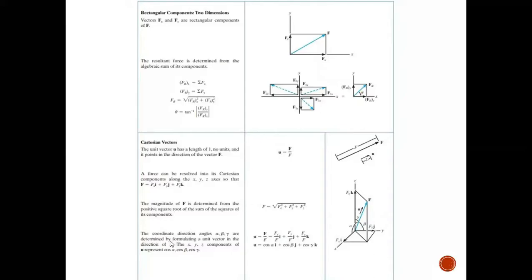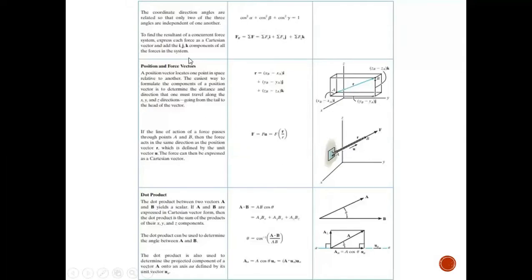The coordinate direction angles alpha, beta, and gamma are determined by formulating a unit vector in the direction of F. The x, y, z components of u represent cos alpha, cos beta, cos gamma. And this is the formula for this. So from this example, we can find the u of the F by using this formula. The coordinate direction angles are related so that only two of the three angles are independent of one another.